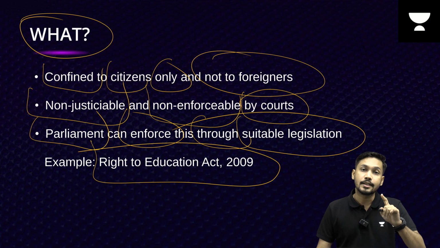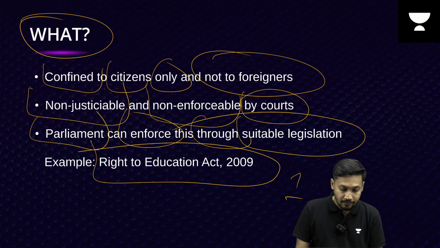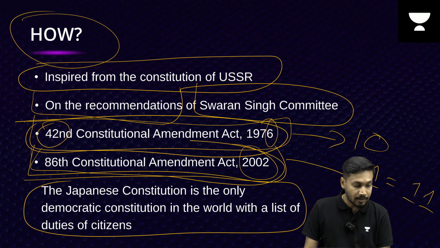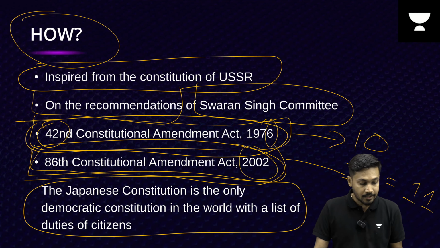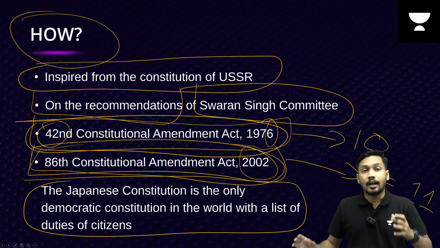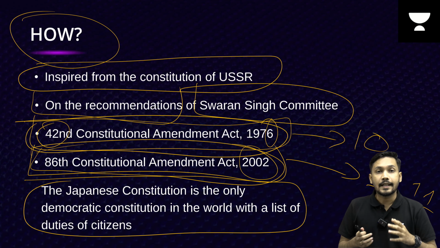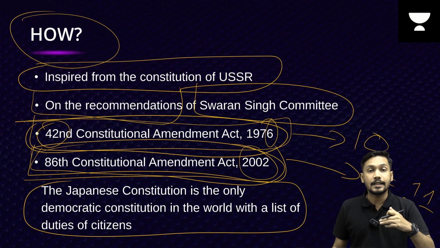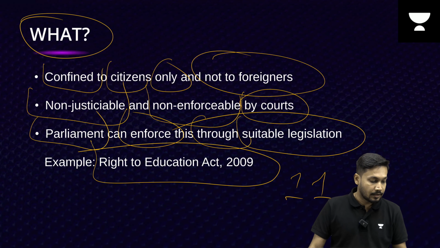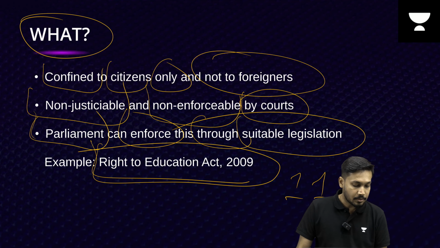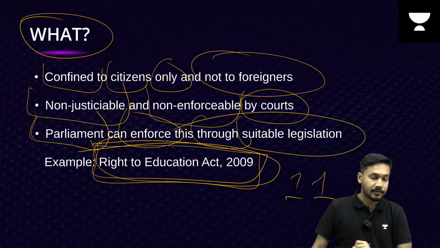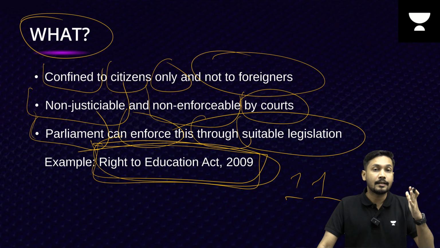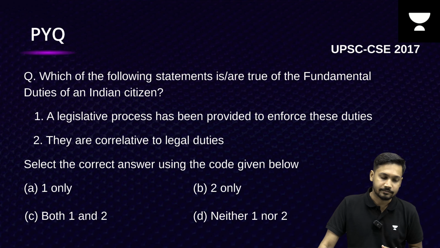Now I told you there was this 11th duty which was added in the 86th Constitutional Amendment Act 2002, right? So what was it? It was a duty of parents to send their children from 6 to 14 years of age to school, basically to get education. And then the Parliament came up with this Right to Education Act, where it became a law to provide free and compulsory education to children between 6 to 14 years of age.